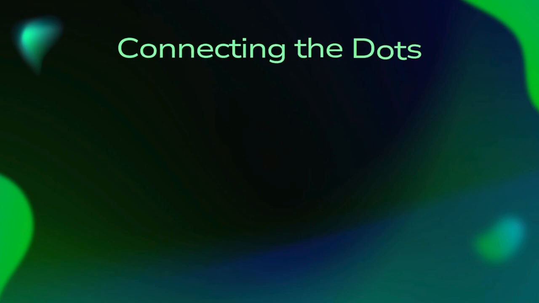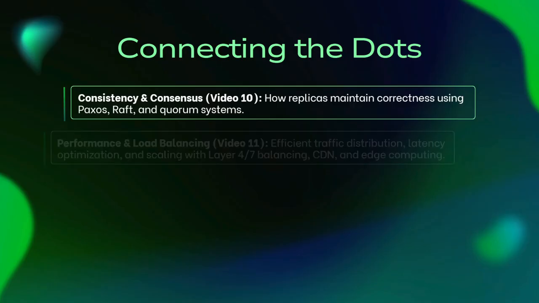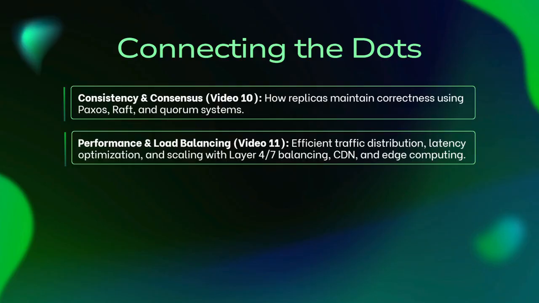Now let's reflect on the series as a whole. Consistency and consensus. How replicas maintain correctness using Paxos, Raft, and Quorum systems. Performance and load balancing. Efficient traffic distribution, latency optimization, and scaling with layer 4 and 7 balancing. CDN and edge computing.